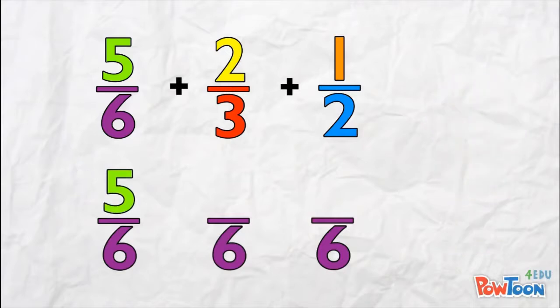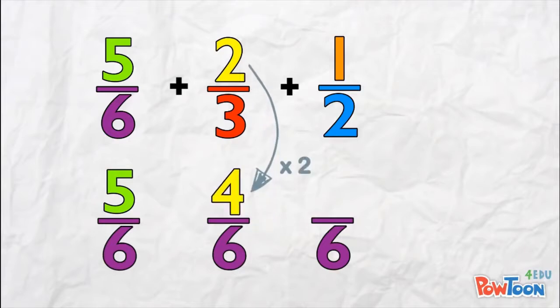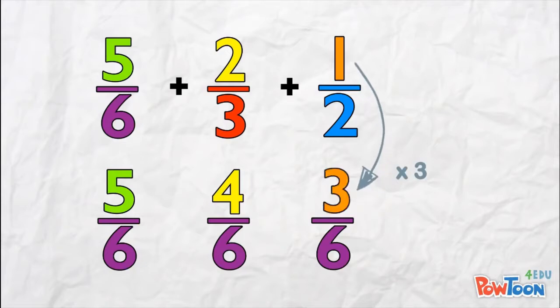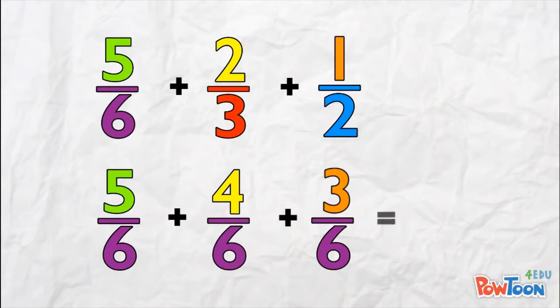For 2/3, to get a denominator of 6, I multiply 3 by 2. So I multiply the numerator by 2, and that's 4/6. For 1/2, to get a denominator of 6, I multiply the 2 by 3. So I multiply the numerator by 3. 3/6. I can write my answer's denominator straight away.